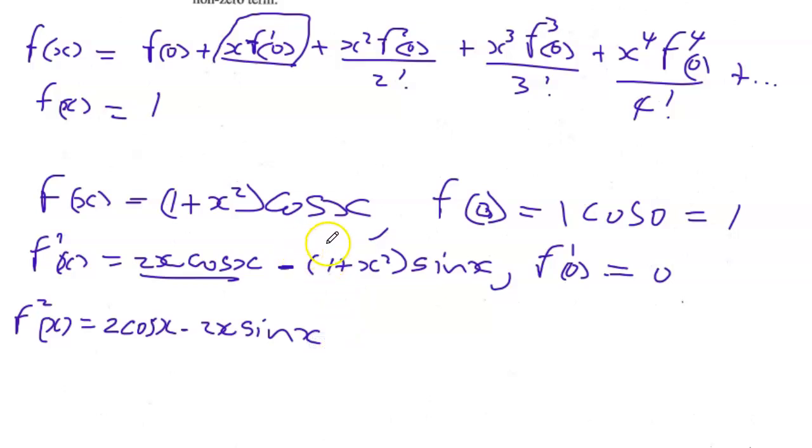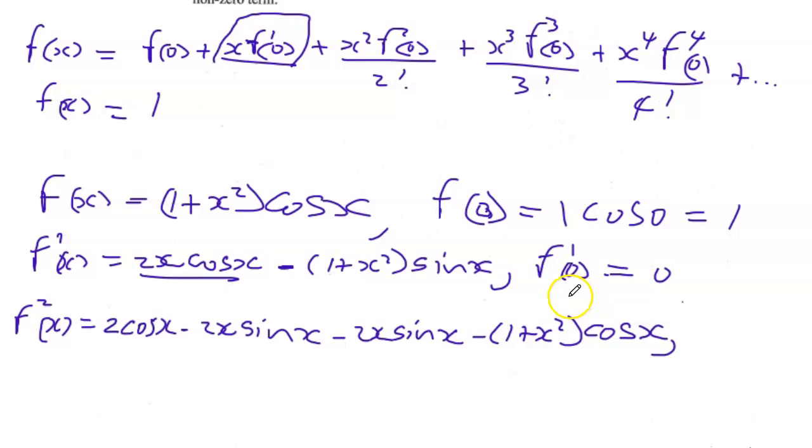Let's come over here now. Differentiate negative 1 plus x squared. That's actually negative 2x times the sine x. Plus, we alternate. This time we leave negative 1 plus x squared alone. Alright, differentiate sine x. We get cos x. And then we evaluate at 0.